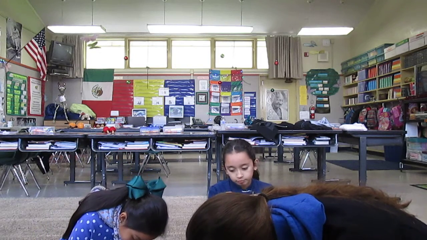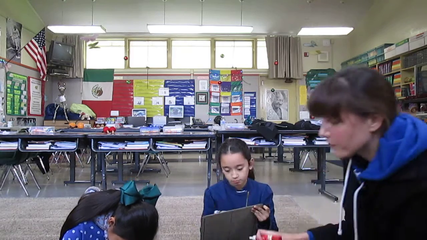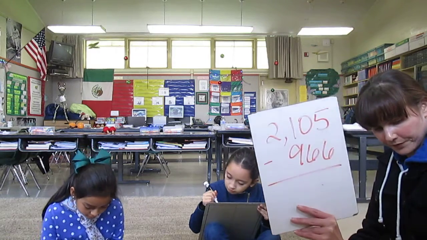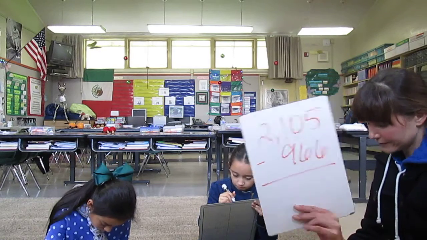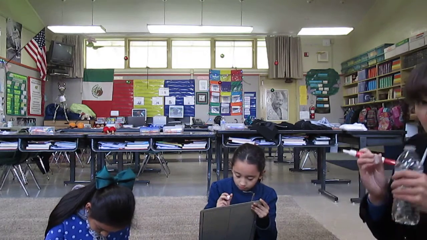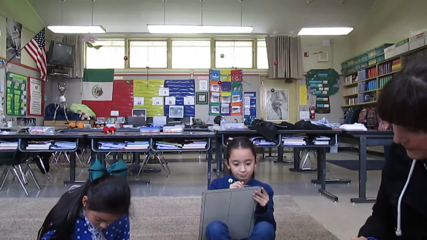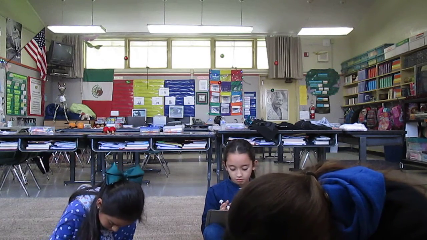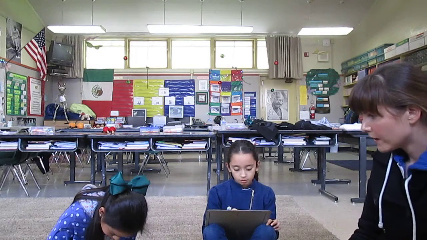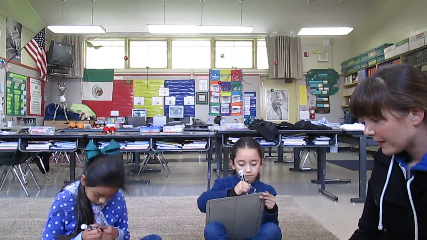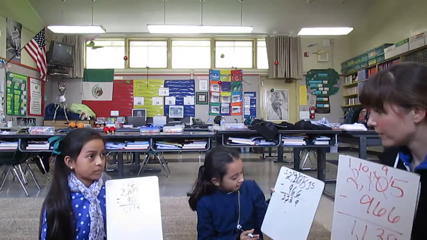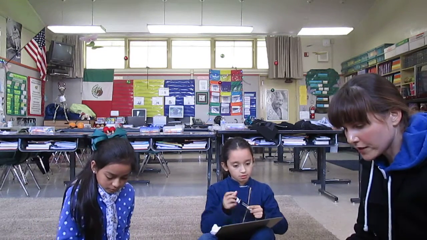I'd like to see 2,105 subtract 966. So, one more time, that's 2,105 minus 966. Two, three. There you have 1,139. Good work.